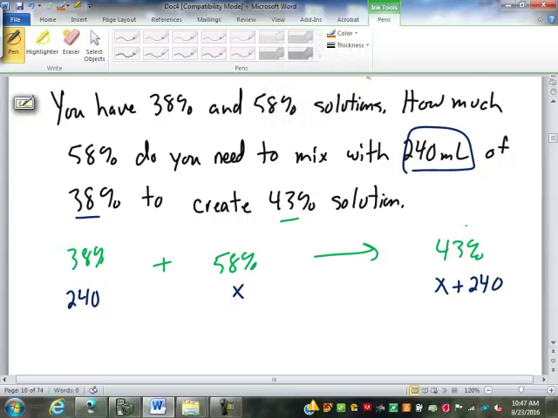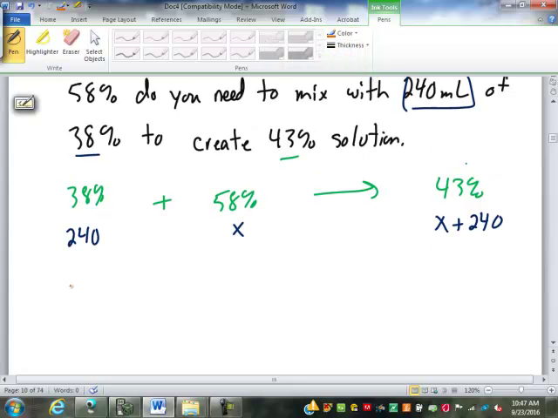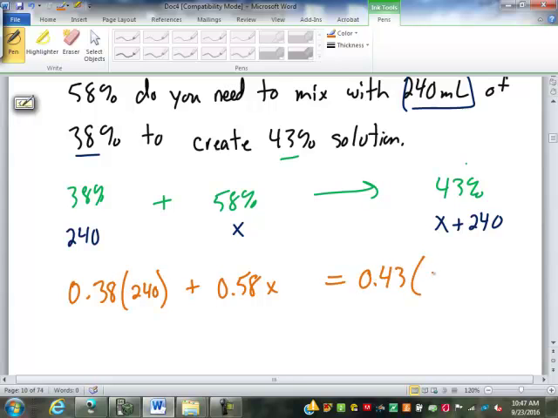So this combines to give us an equation. 0.38 times 240 plus 0.58 times x equals 0.43 times x plus 240. Now I'm going to pause here. Show of hands, how many people got to that equation? Okay. How many people have no idea where that equation comes from?